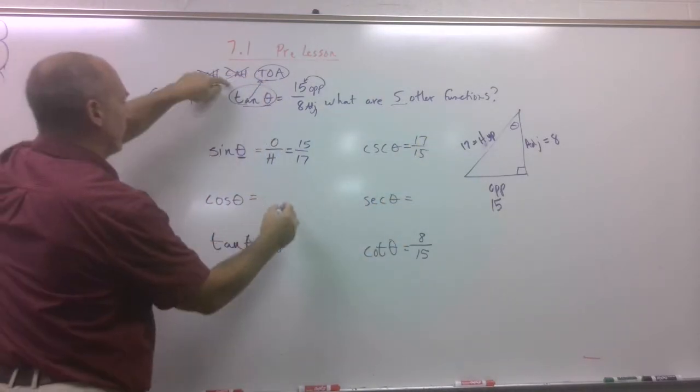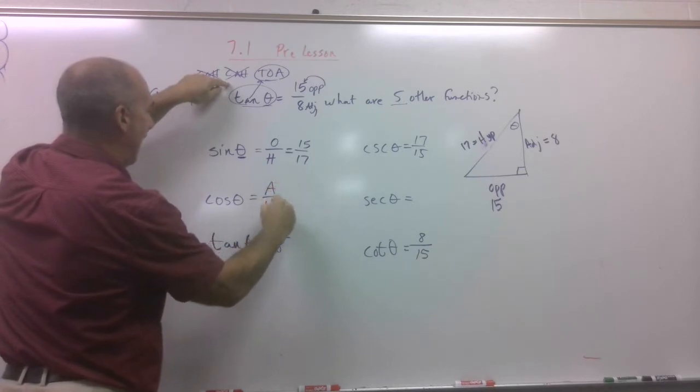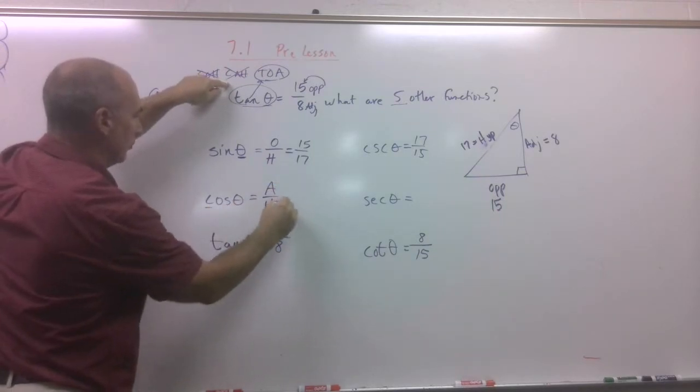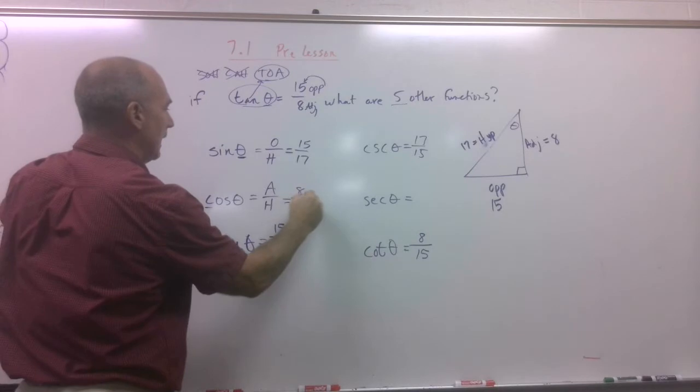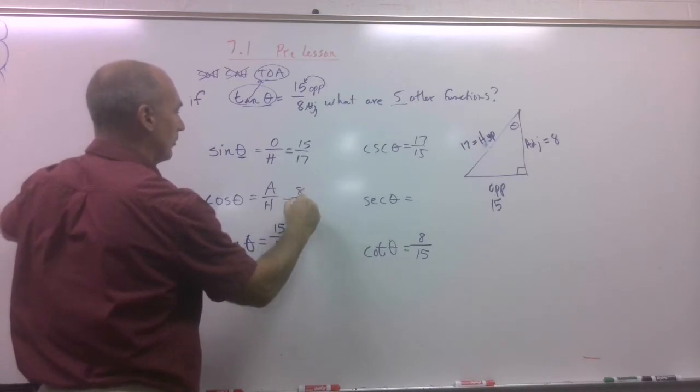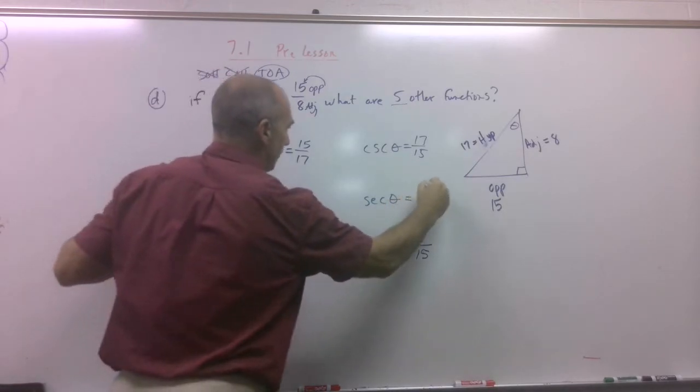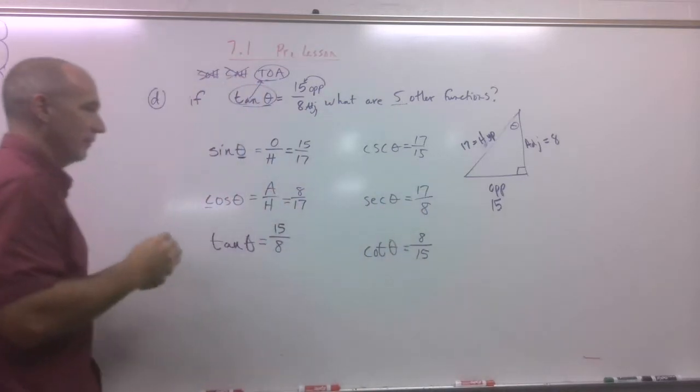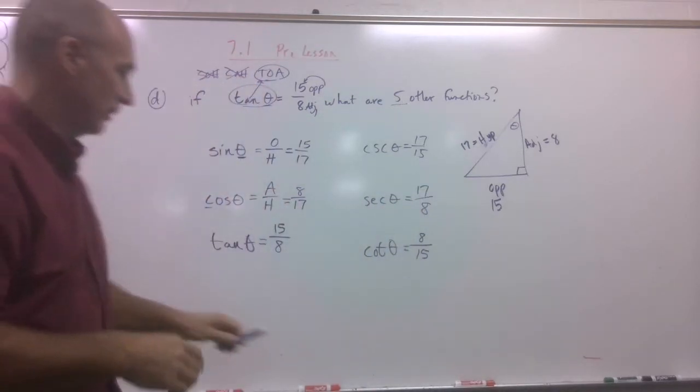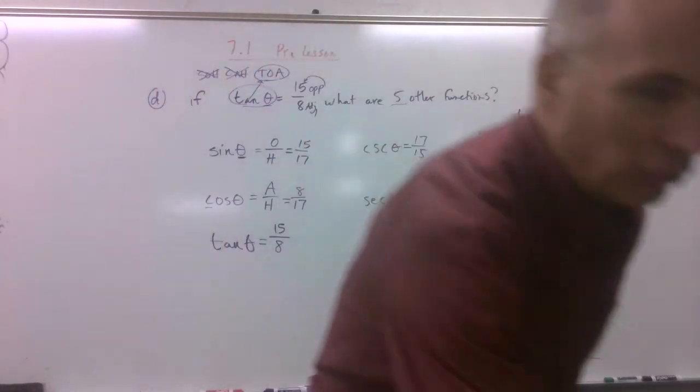Cosine is CAH, C-A-H. What's the adjacent side? 8. Hypotenuse, 17. Flip it. And there you have the rest of your trig functions. One more thing I got to show you, I think.